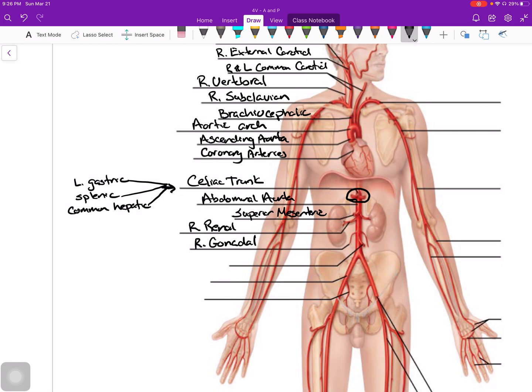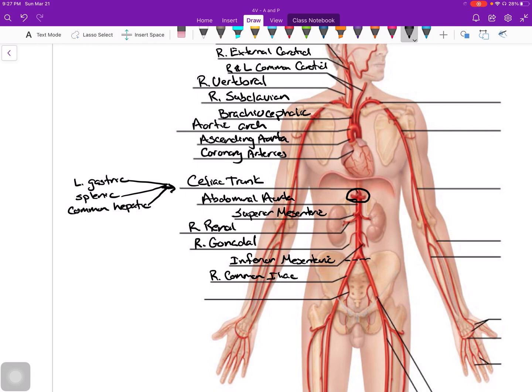And then immediately inferior to that is going to be the inferior mesenteric. And that's taking a blood supply to the lower portion of the intestines. Now, you can see at this point right here, and I'm going to draw a line right here, you have a branching. And so your abdominal aorta becomes your right and left common iliac. But what we're labeling at this point would be the right common iliac. Just keep in mind that there is a left common iliac as well.